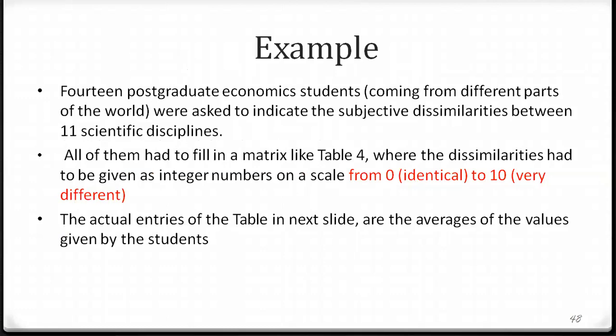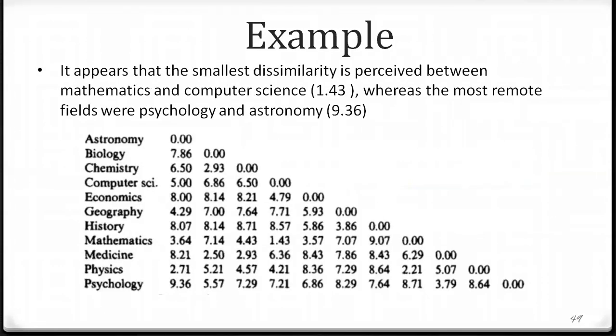We're going to deal with a small example here. For example, we have 14 postgraduate economics students from different parts of the world. They have been asked to indicate the dissimilarities between 11 different scientific disciplines, like astronomy, psychology, geography, computer science, and so on, and to rate them based on their dissimilarities. So we have the table here: astronomy, biology, computer science, geography, economics, history, math, medicine, physics, psychology.